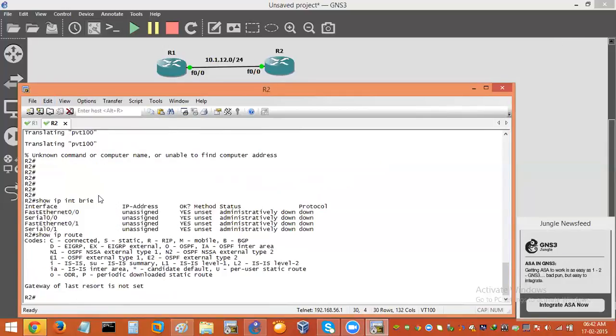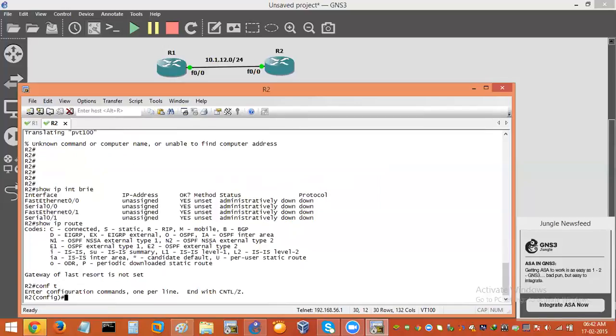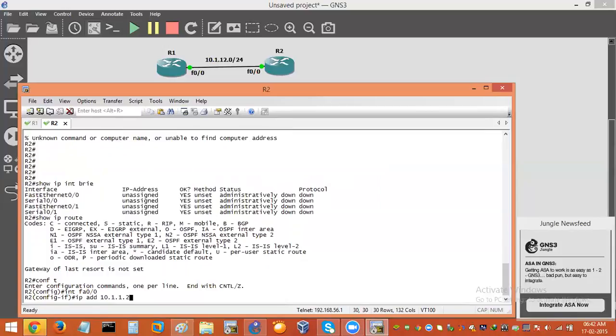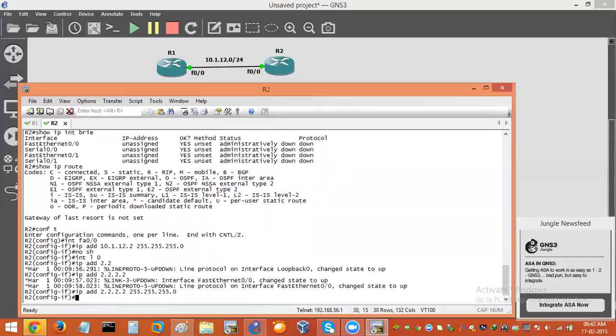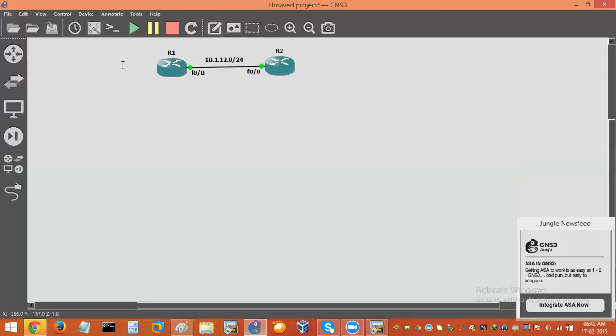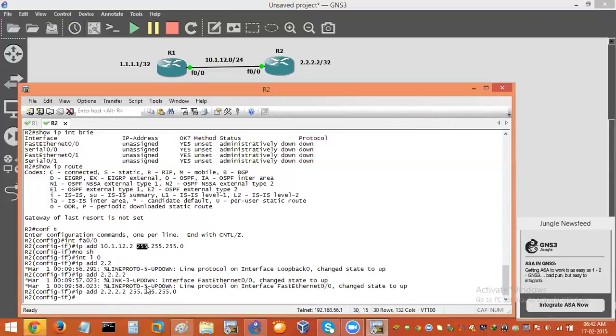So I'll go to R2 now and do the same. Config T, interface FastEthernet 0/0, IP address 10.1.12.2/24, no shut, interface loopback 0, IP address 2.2.2.2/24. So basically, I just have a loopback interface on R1, 1.1.1.1/32 we have, and I also have loopback interface on R2 which is 2.2.2.2. Okay. I think it's not /32. Yes, this is /24, I think. So I'll put 255. That will replace my configuration.